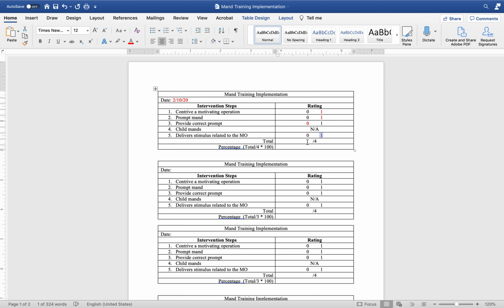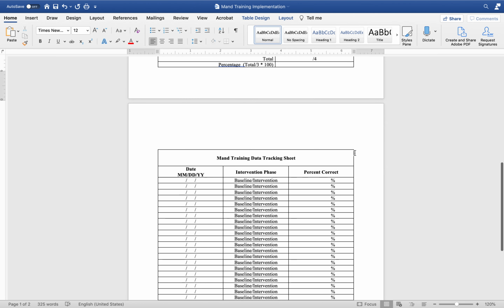I would count up. Oh, they got a 3 out of 4. 3 divided by 4 times 100 equals 75. So my partner got 75% correct on this procedure.